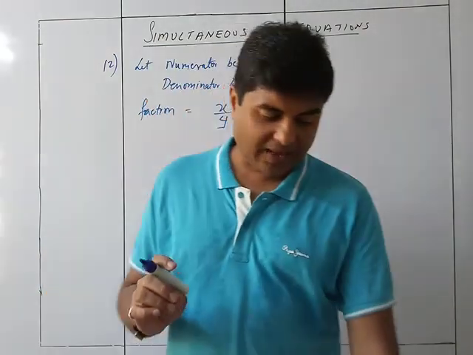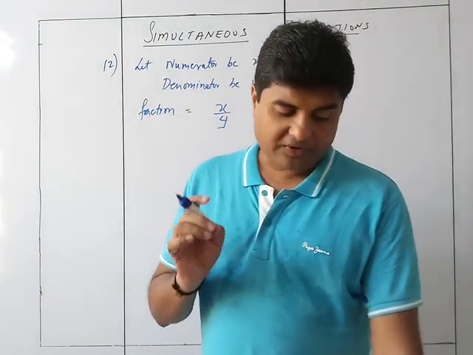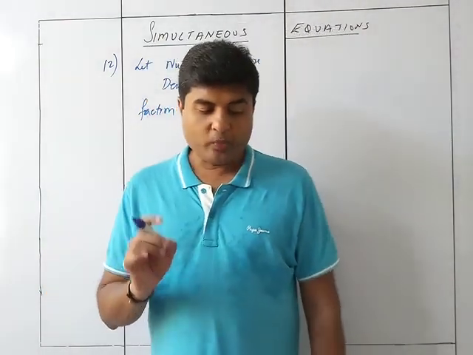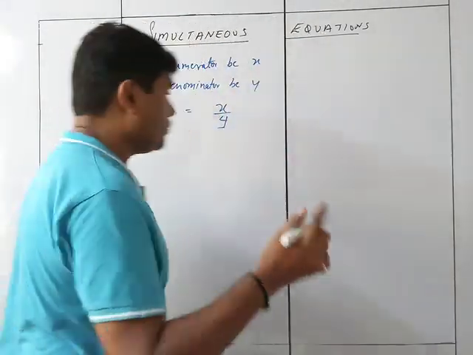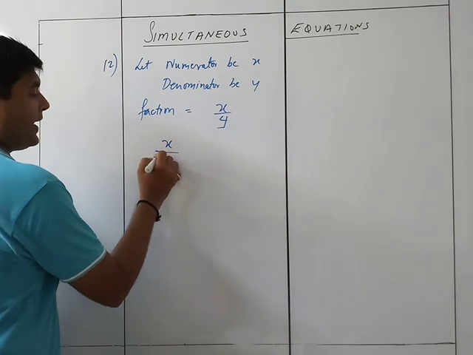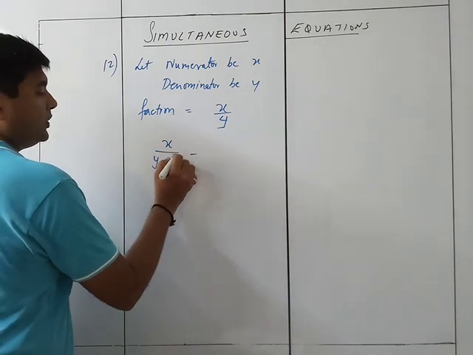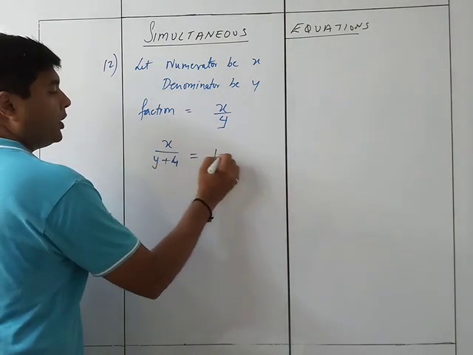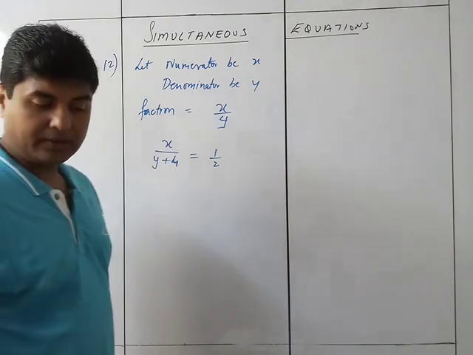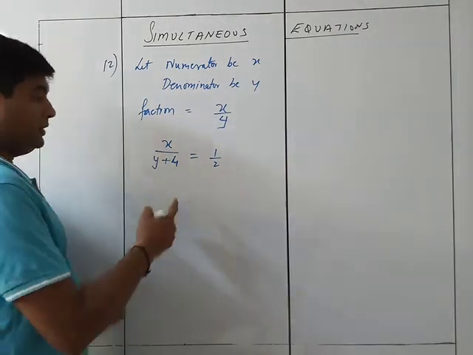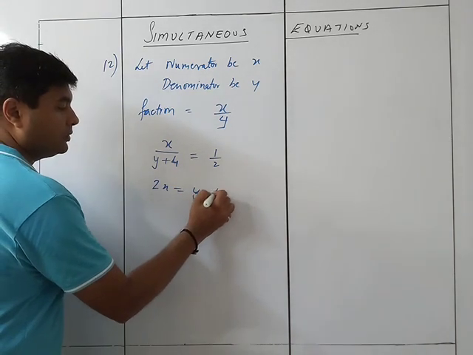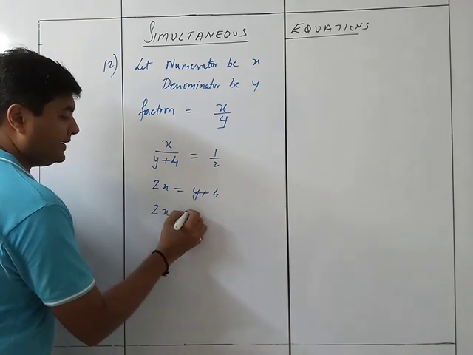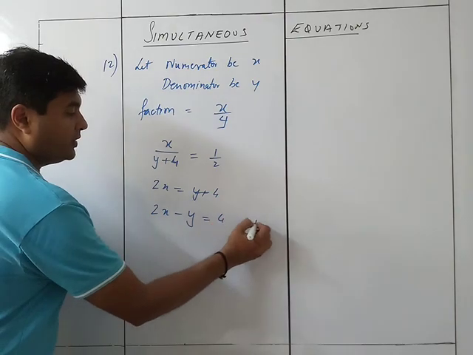Now they have given us that find the fraction which becomes 1 upon 2 when the denominator is increased by 4. So denominator increased by 4 means what? x upon y plus 4, it is going to become 1 upon 2. Understood? So cross multiply, so 2x is equal to y plus 4. So 2x minus y is equal to 4 will be your first equation.